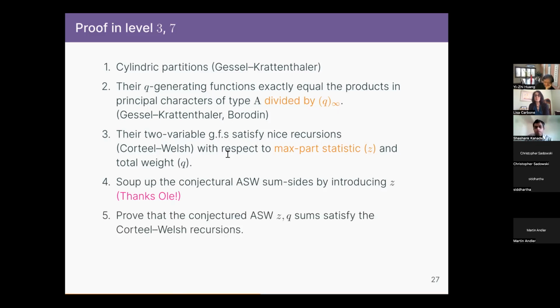So you plug in a z appropriately, and you get that the recursion is satisfied in some low-level cases. You can prove that. And finally, you just set z equal to 1 to get your sum and product identities, because ultimately our identities just have q in them, so there is no place for z. All right, so that's the plan for the proof.